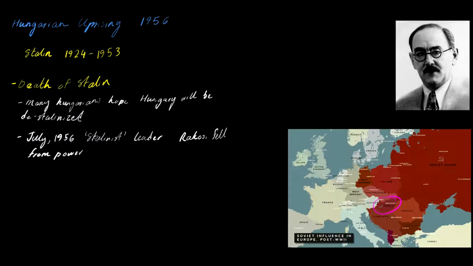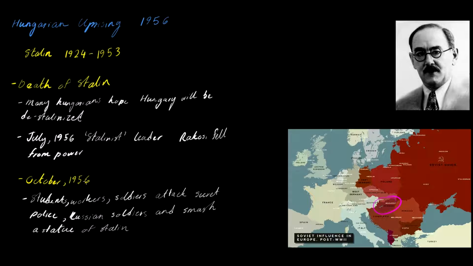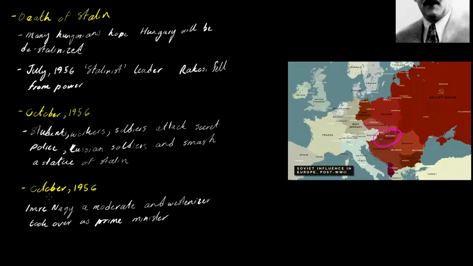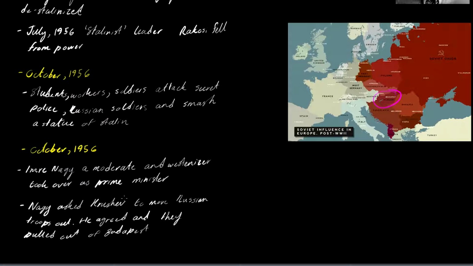So in July 1956, the Stalinist leader, Rákosi, actually fell from power. In October 1956, students, workers, and soldiers in Hungary attacked the secret police and Russian soldiers, and smashed a statue of Stalin. Also in October 1956, Imre Nagy, a moderate and a westernizer, so he didn't like Soviet rule either, took over as prime minister. Nagy actually asked Khrushchev, who was the Soviet leader at the time, to move the Russian troops out of Budapest. Khrushchev agreed, and the Russian troops moved out of Budapest.